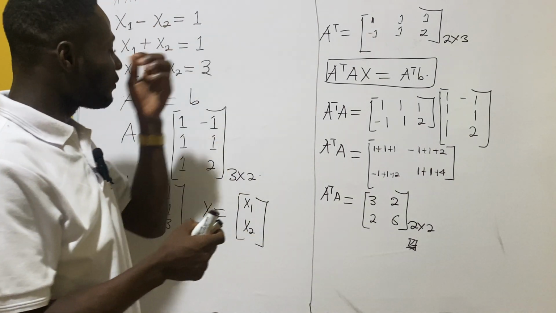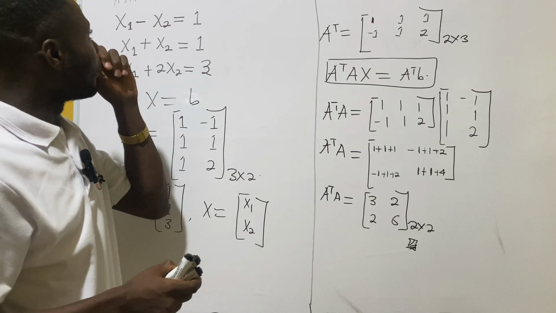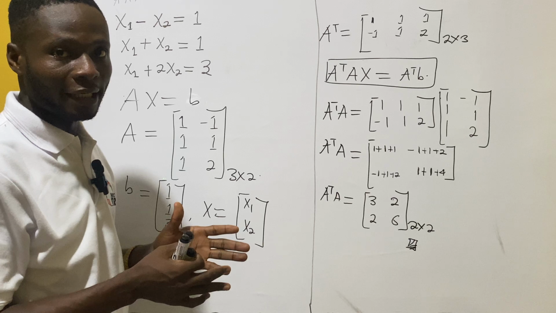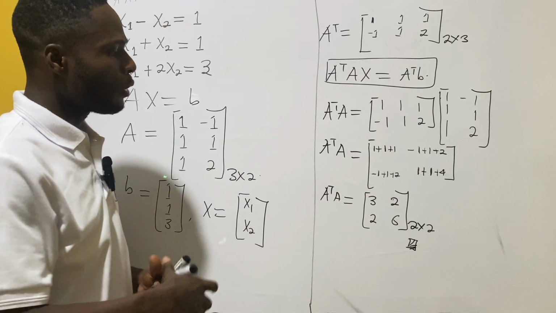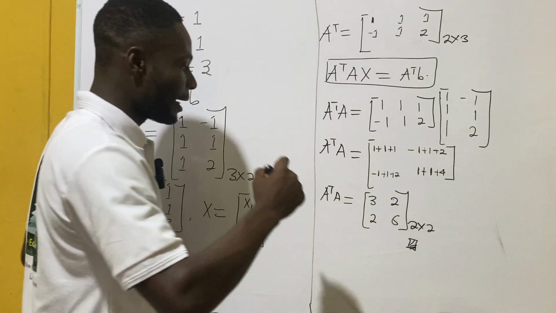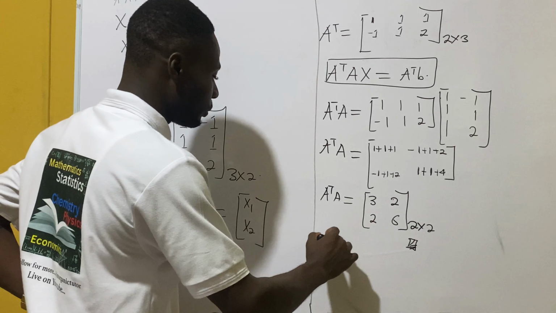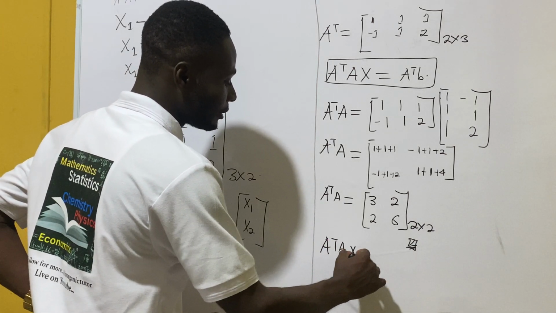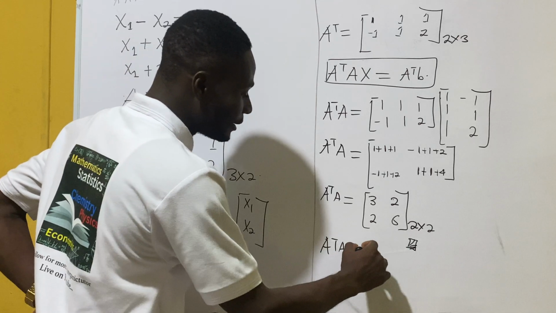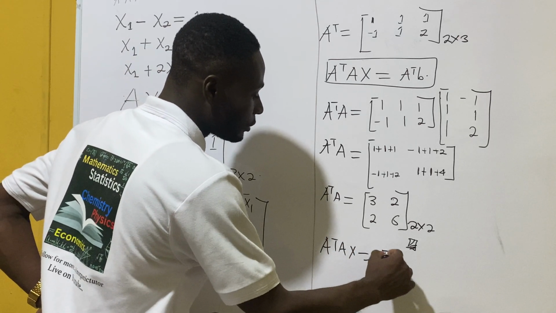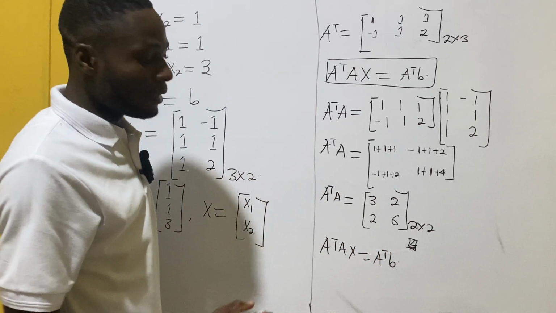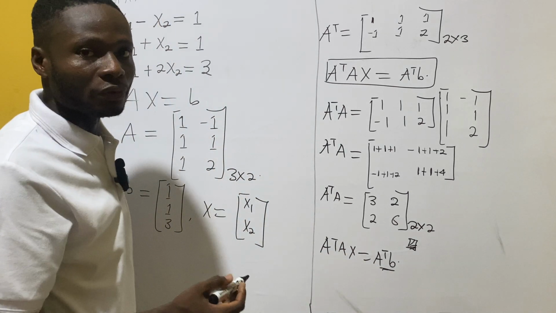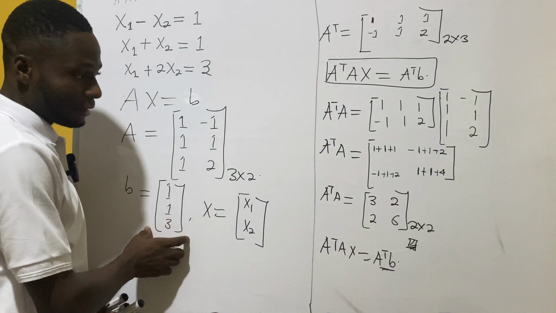Now, we have the A transpose, right? So we have to go ahead and apply our equation. We know that A transpose times A times our unknowns is equal to A transpose times our B, right? So the next thing to do is to find the A transpose times the constant.